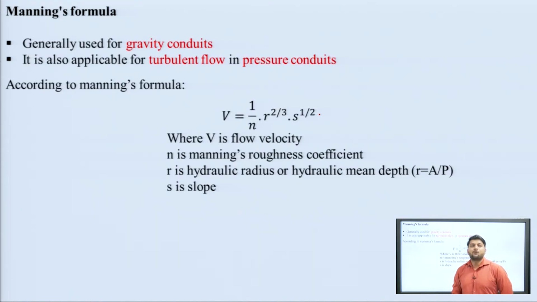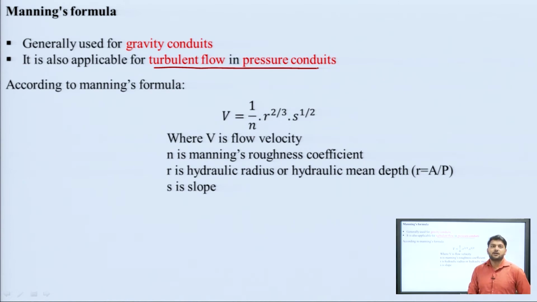Next is Manning formula, which is considered for designing gravity conduits, but it is also applicable for turbulent flow in pressure conduits. This means the formula can also be used for designing pressure conduits, but the flow type is turbulent flow. According to Manning formula, what should be the velocity?